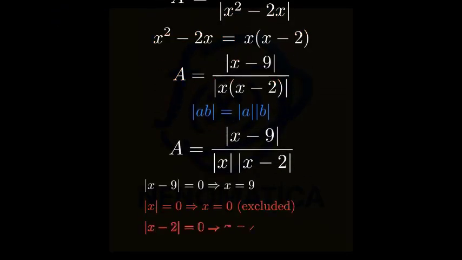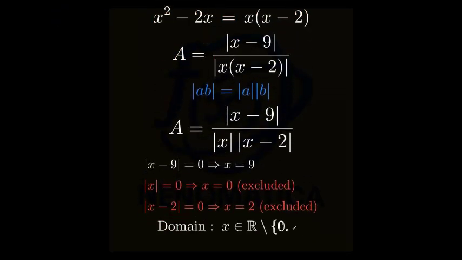X minus 9 equals 0 gives x equals 9. Absolute x equals 0 gives x equals 0. And x minus 2 equals 0 gives x equals 2. Remember, the denominator cannot be 0, so x equals 0 and x equals 2 are excluded from the domain, while x equals 9 makes the numerator 0.